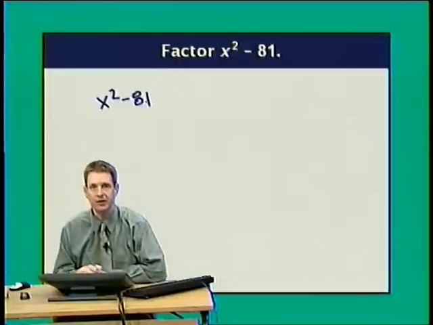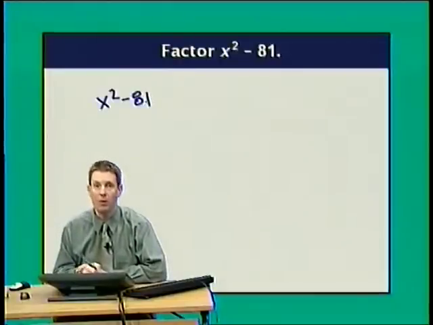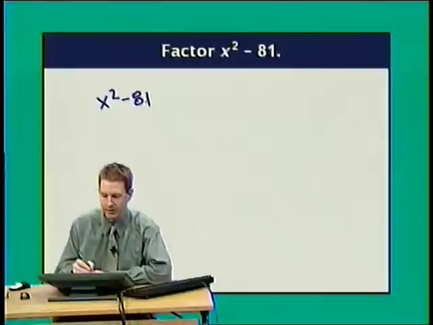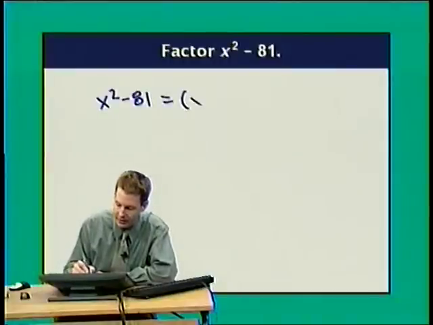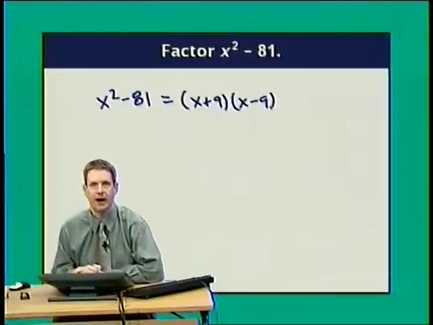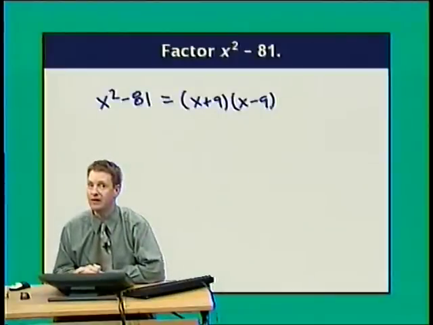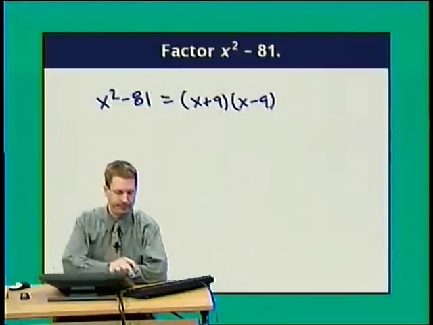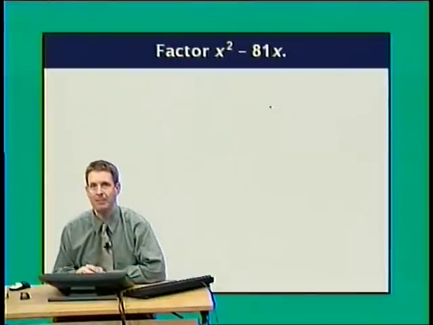This is a difference of squares. And if we remember one of our special products, the product of two conjugates always multiplies to a difference of squares. So this will factor into x plus 9 times x minus 9. Both of those last two examples are special kind of factors, so we're going to talk about that a lot in lesson 11.